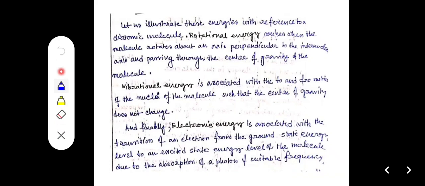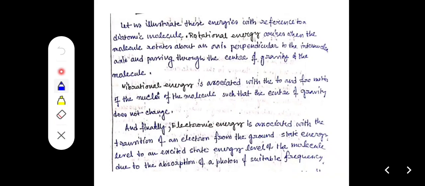In the previous lecture I described the Born-Oppenheimer approximation. The total energy of a system, molecule or particle should be equal to the translational energy plus the vibrational energy plus the rotational energy and lastly the electronic energy. As translational energy is not quantized, we can say that the overall energy equals the rotational energy, the vibrational energy and the electronic energy.